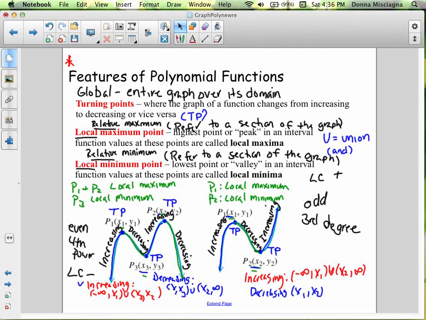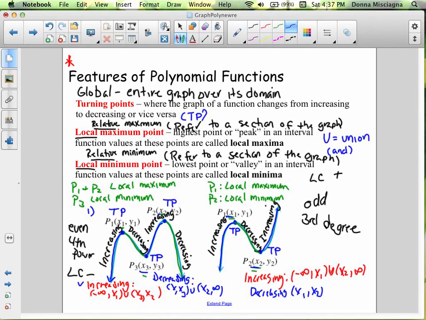But we can definitely tell the graph on the left here, let's call it graph number 1, we can definitely tell that that one is an even. Why would it have to be an even degree? Notice both ends are facing the same direction. That only happens for an even graph. You can also say, oh, it's got a W shape, and a W shape is an even graph.